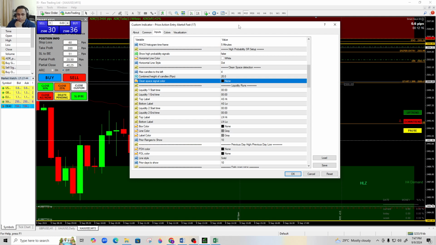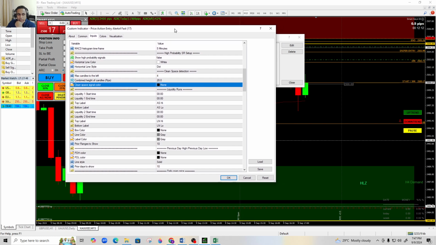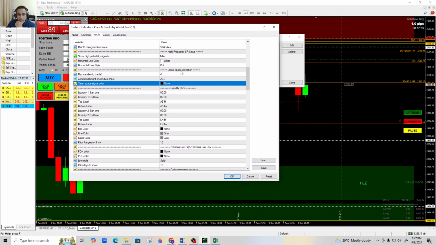ICT concepts. I'm not sure for those ICT traders, if you're familiar with the Judas swing, stuff like that. Again, if you look at the user manual, it'll clearly explain how to trade a Judas swing. Again, these default settings, you can set it up the way you want. In the default settings, it's there, right?